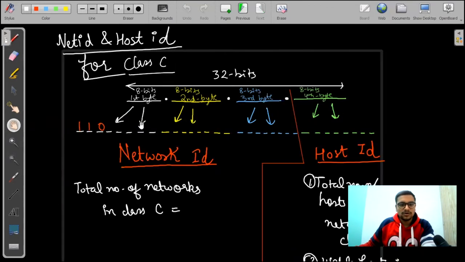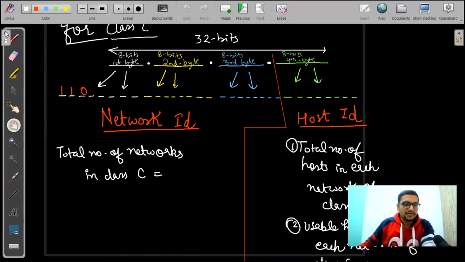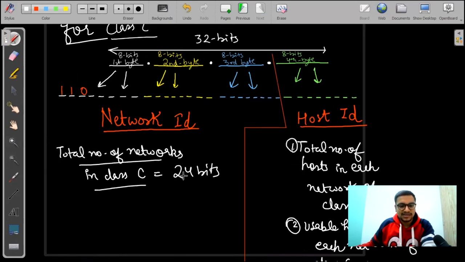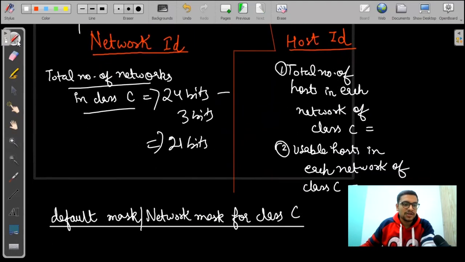So if I want to talk about the network ID and host ID for class C, in class C the first 3 bytes are reserved for the network ID and the last byte is reserved for the host ID. The first 3 bytes are composed of 24 bits. So the total number of networks that are possible in class C: out of 24 bits, the first 3 bits are reserved, so we have a total of 21 bits, and in those 21 bits we can have any combination of 0 or 1. So there are 2 to the power 21 networks that are possible in class C.